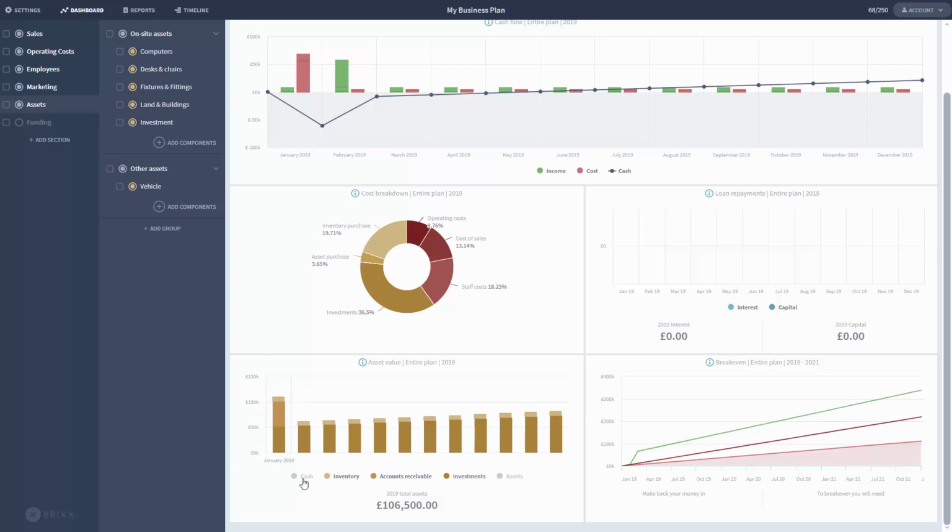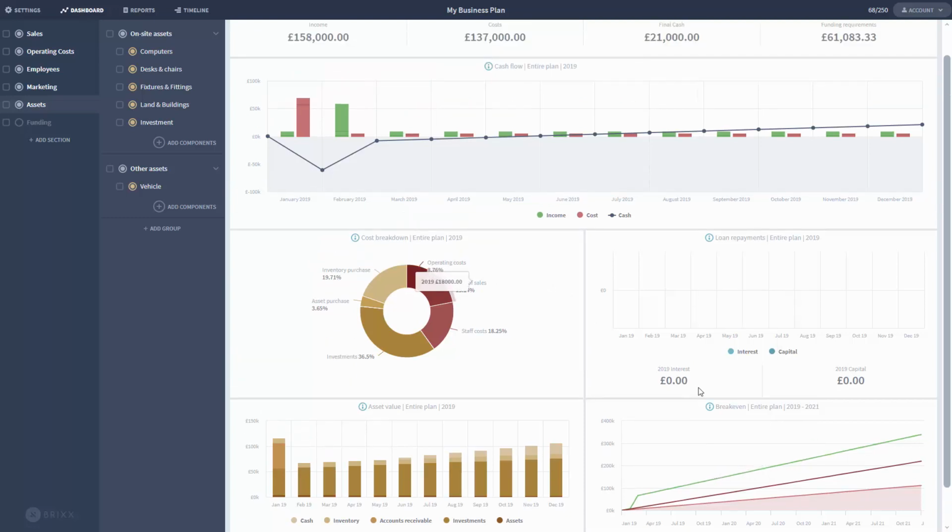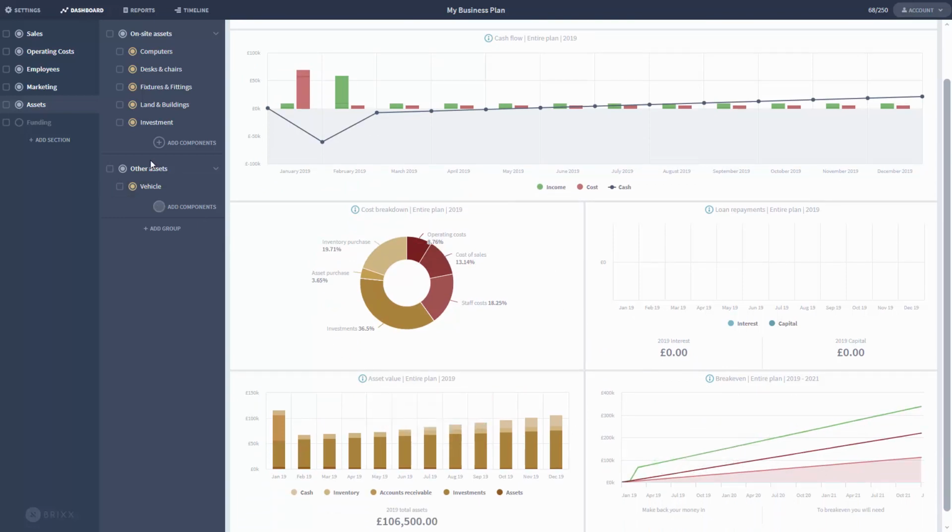Right, so that is the asset value chart. And finally we have the break-even chart. So this is going to show you how much money you're going to need to make in order to get back how much money you put into the business. Now this is going to be a lot easier if we just turn off a lot of the numbers that we've been playing with so far.